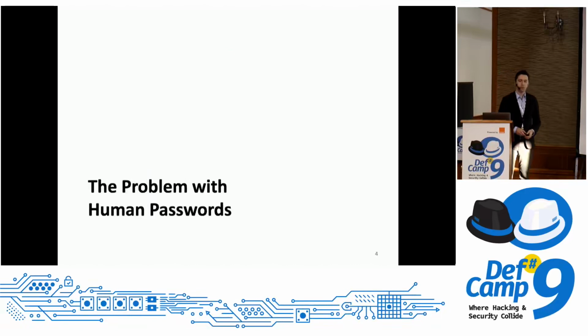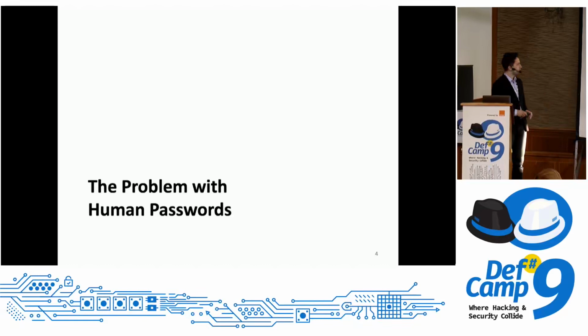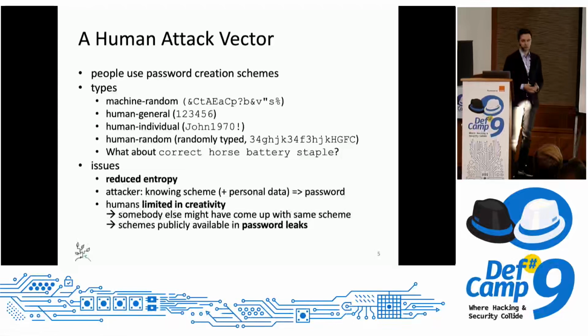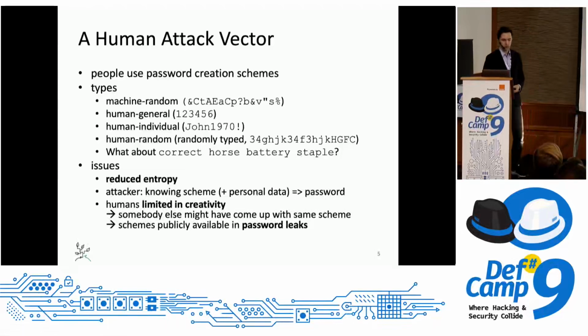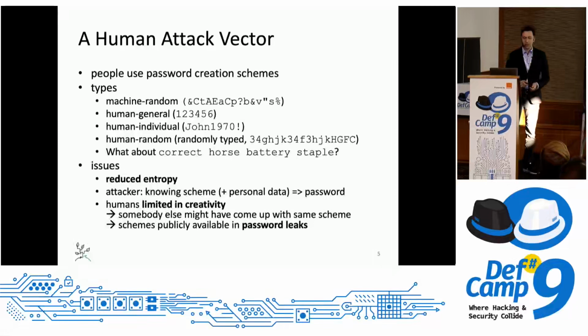And first of all, let's talk about the problem of human passwords. We all know there are so many problems with human passwords or with passwords in general, but one aspect is key to my special talk here. Basically, people use password creation schemes when they make up a password. So first of all, there are several types of passwords, like machine random passwords. These are the perfect passwords, completely random, high entropy, special character usage, and so on. And then there are human general passwords, like 123456. And then there are human individual passwords, which use individual information in their password, like John1970!